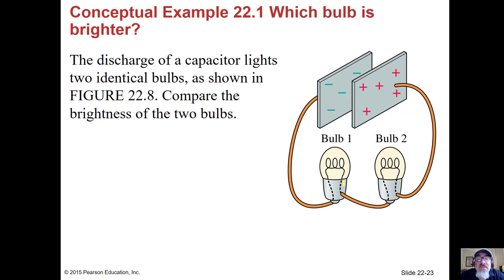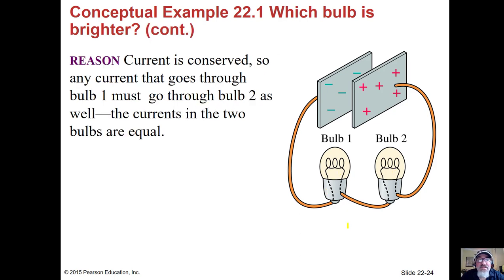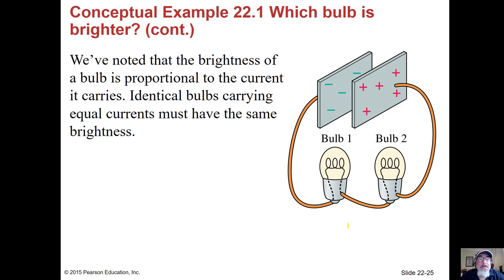Okay, so here's a conceptual example. The discharge of a capacitor lights two identical bulbs as shown. Compare the brightness. These bulbs are identical. This capacitor is discharging, negative to positive. The same current goes through the first bulb as the second bulb, so they're going to be equally bright. It's the same amount of current here, same amount of current here. As the electron makes its journey through the wire, this bulb lights up, this bulb lights up. Same brightness.